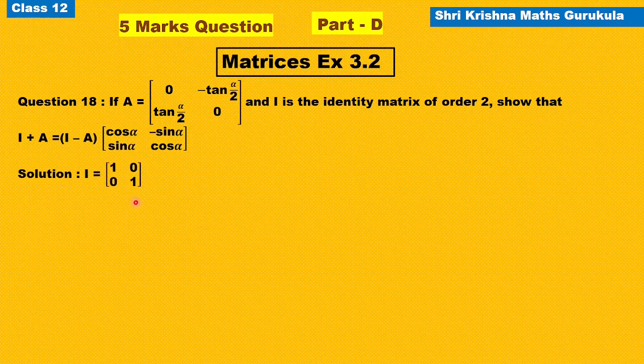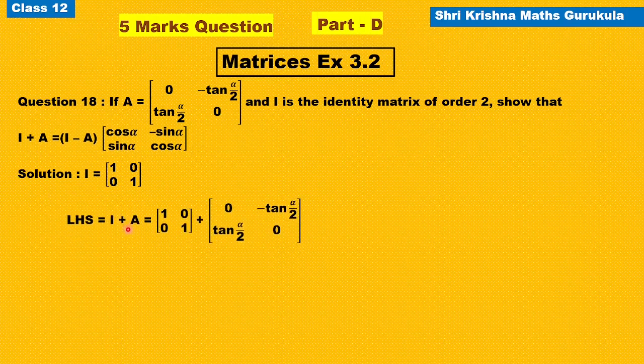I have written the identity matrix of order 2 cross 2. Then we'll consider the LHS, that is I plus A. We will write identity matrix plus matrix A. Now we will simplify the corresponding terms. So it is 1 plus 0, that will be 1. Then 0 plus minus tan alpha by 2, this will be minus tan alpha by 2. Then 0 plus tan alpha by 2, so this will be tan of alpha by 2. Then 1 plus 0, this will be 1. So this is I plus A, which is our LHS.